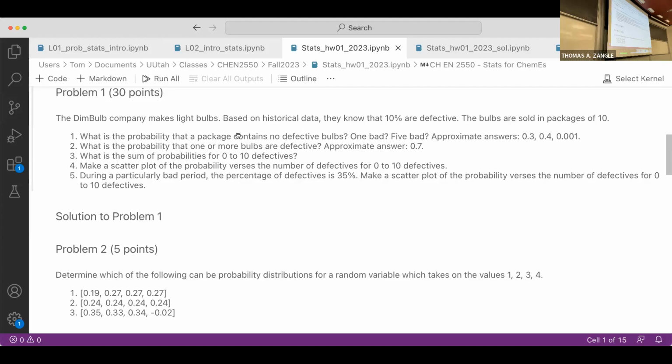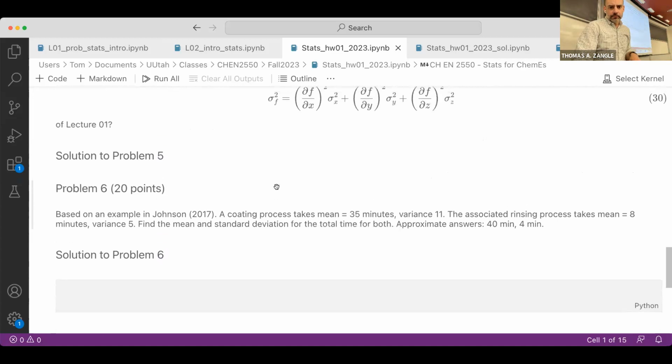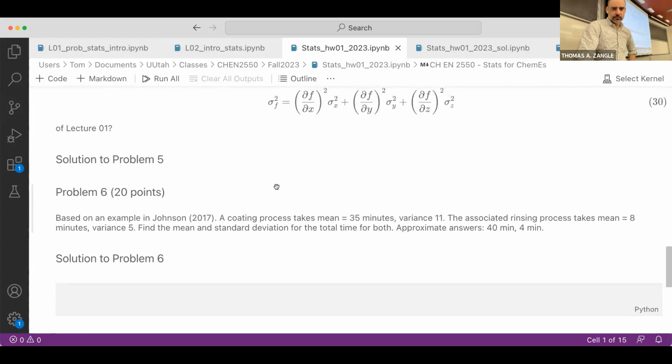Okay. So the next question was how to approach problem 6, right? Okay, let's pull up problem 6. Yeah, so this is the case where we have these two processes. We know mean and variance of those two processes, and now we want to find the mean and standard deviation for the two together, right? So we just have a coding process followed by a rinsing process. So how do I find that, right?